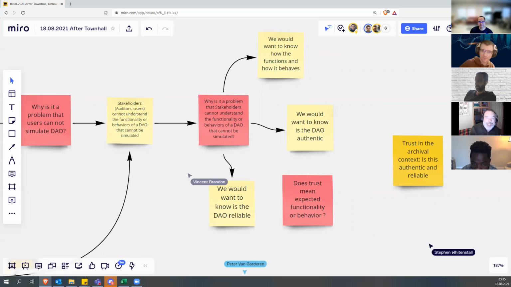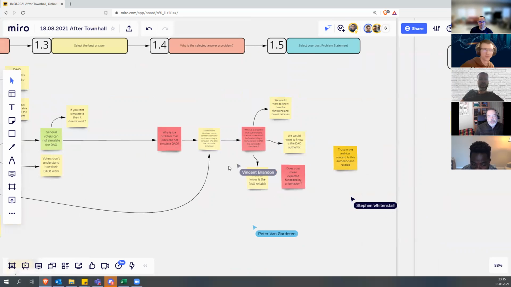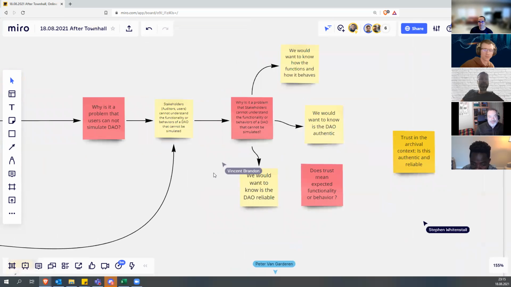Peter, I'm not sure what you think about that. But yeah, I'm not sure that's where I'm going with what I'm going to be dealing with in the Oracle piece. And it's really interesting to hear somebody else actually understand the archival world, Stephen. That's really encouraging. But I don't think it necessarily helps Vincent. I think it's a slightly different problem that he's talking about with DAOs.